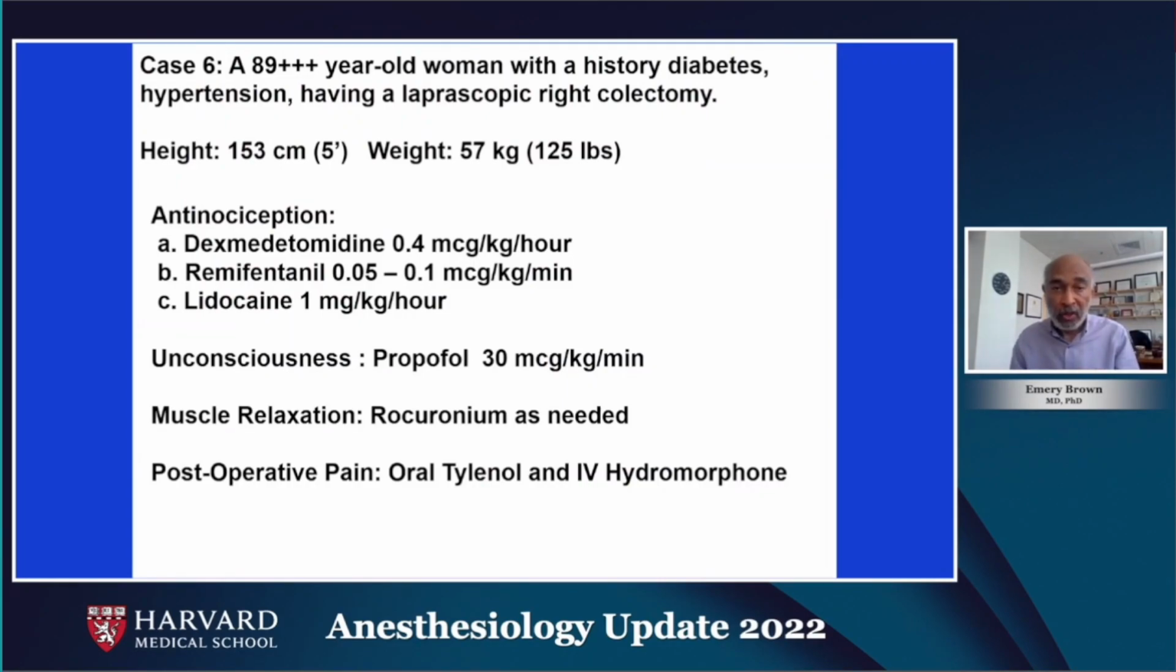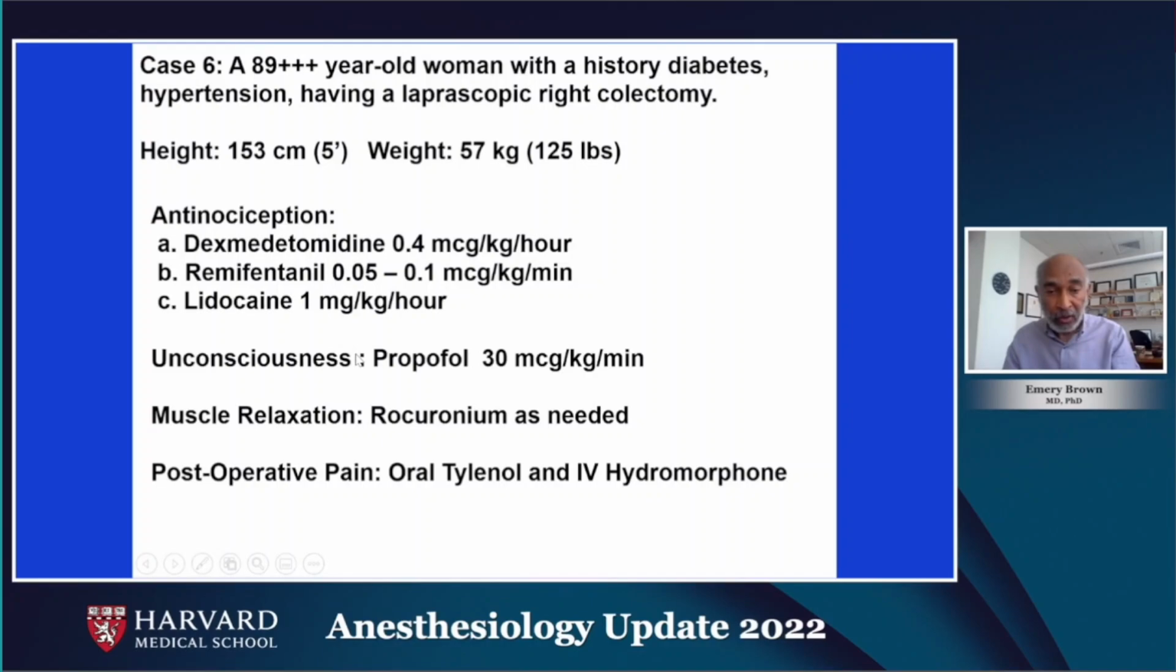So let me just go through one case to illustrate this idea. This is a woman I took care of a few years ago. She's over 89 years of age. You can't say the age of a patient who's over 89 because of HIPAA. She has diabetes and hypertension. She's going to have a laparoscopic right colectomy. She's about 5 feet tall and weighs about 57 kilograms. I used three different drugs which attack different parts of the nociceptive system in order to control her nociception during the surgery: dexmedetomidine, an alpha-2 agent; remifentanil, a synthetic opioid; and lidocaine.